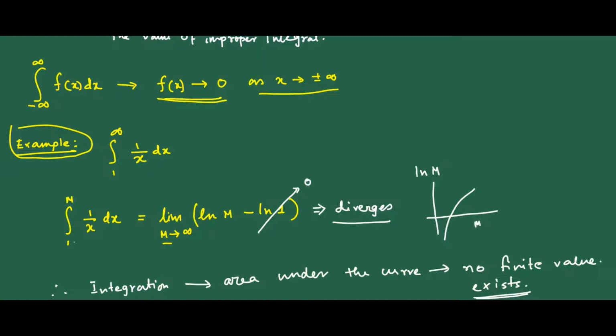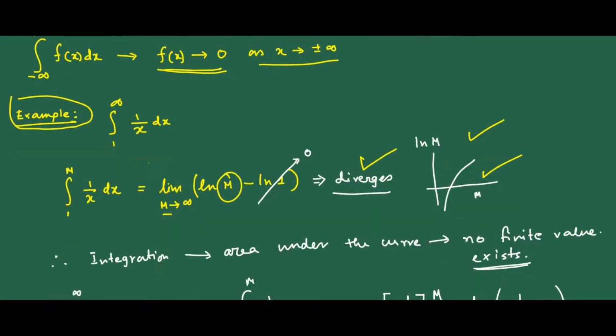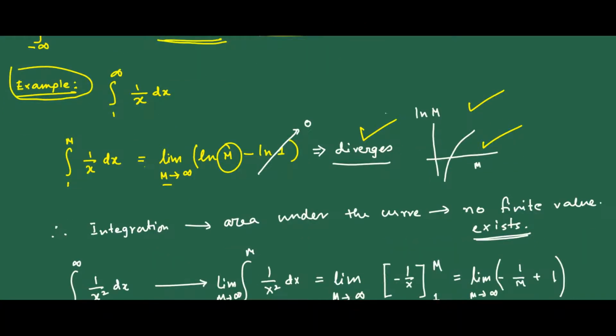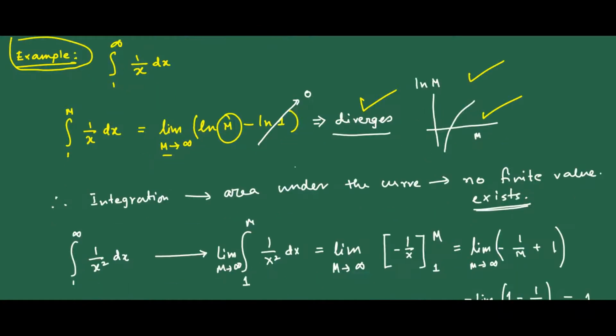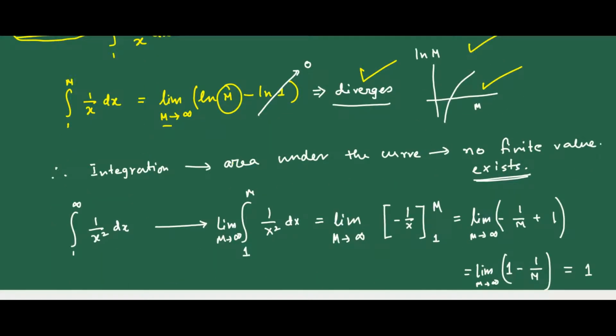That means, in the limit m tends to infinity, the integral of 1 over x dx is log m. That means log m minus log 1, and log 1 is 0, the natural logarithm of 1 is 0. The logarithmic function is always increasing. As m increases, that means m goes to infinity, it diverges. Therefore this kind of improper integral of 1 over x dx does not have any fixed value. That means the area under this curve, the integration means the area under this curve, no finite value exists.